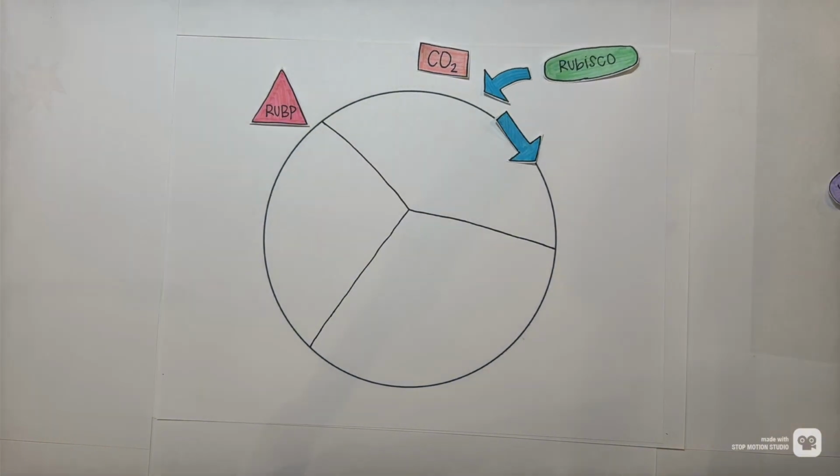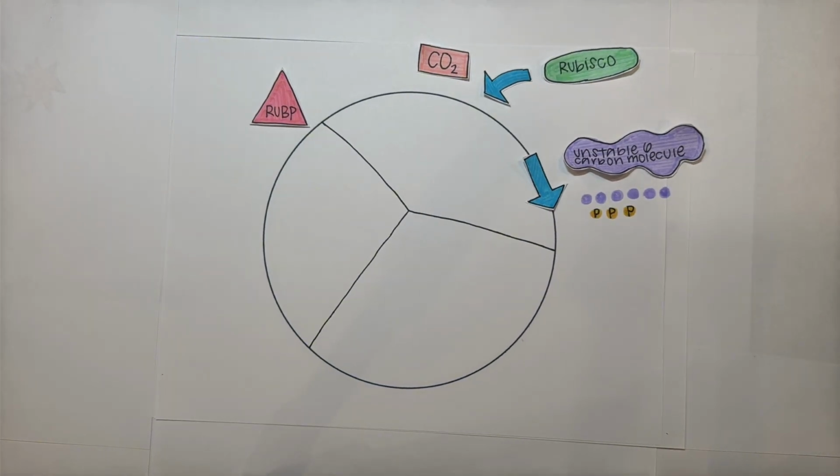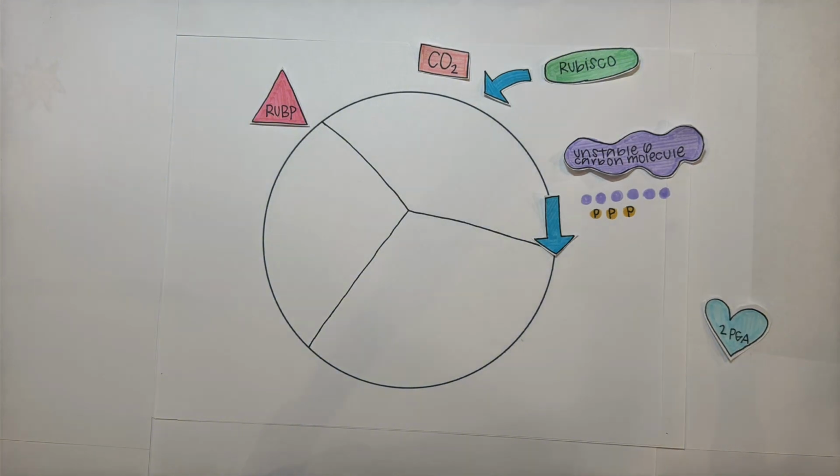When CO2 combines with RuBP, it briefly forms an unstable 6-carbon compound. This compound immediately splits into 2 3-carbon molecules called 3-PGA. At this point, carbon from the air has been fixed into an organic molecule. No energy has been added yet. The carbon is simply captured and held in place.